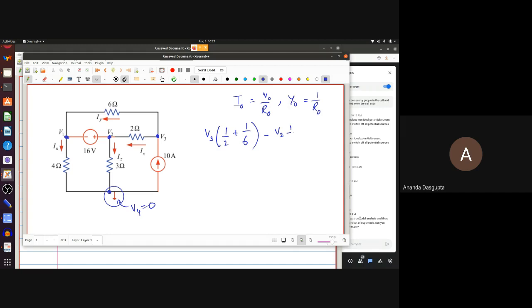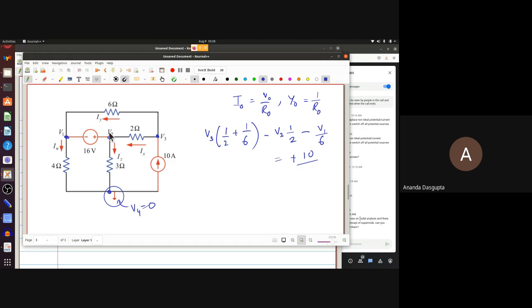It's V2 by 2. And these are all currents flowing out, so that's equal to plus 1 by 10, plus 10 amperes going in. Because that's Norton's equation for this node. This was easy to write down.